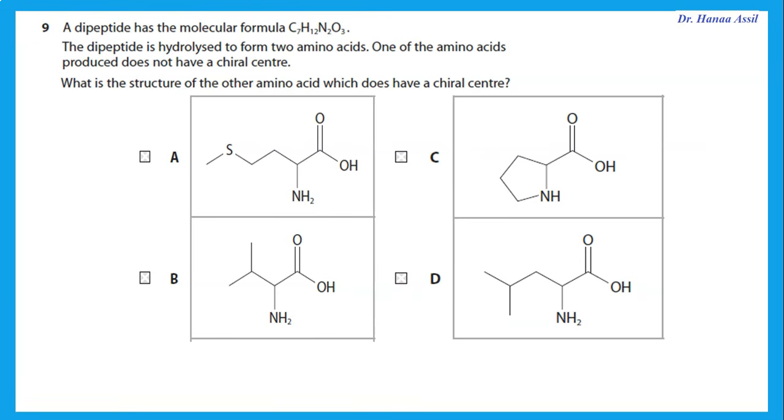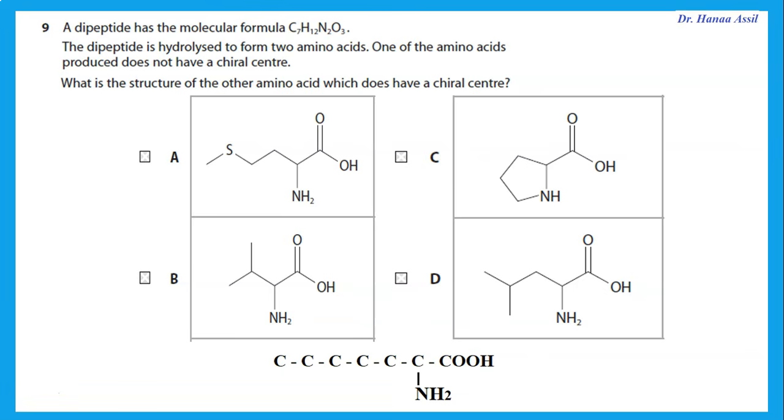Question 9 says a dipeptide has the molecular formula that has 7 carbons, 12 hydrogens, and so on. The dipeptide is hydrolyzed to form 2 amino acids. One of the amino acids produced does not have a chiral center. What is the structure of the other amino acid which does have a chiral center? So we have a dipeptide with 7 carbons. Now we're going to break it up into 2, hydrolyzing the dipeptide.